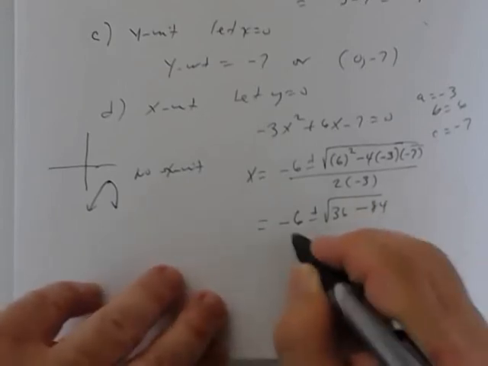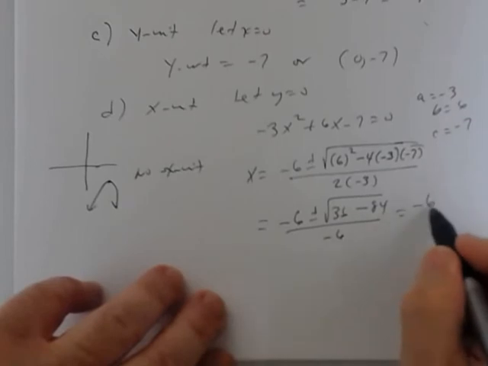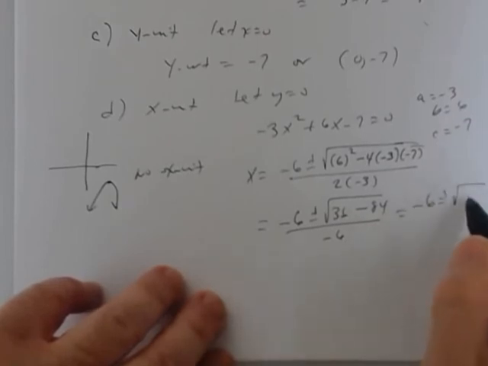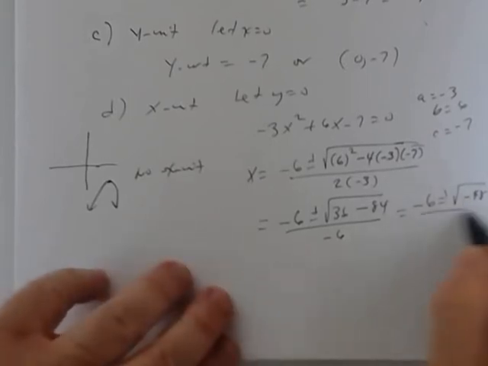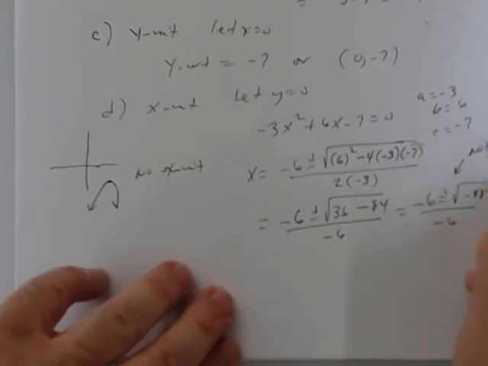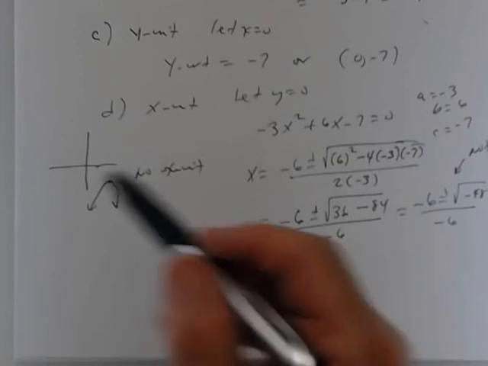I'm going to ask you this now. You're going to get negative 6 plus or minus the square root of what? That's that imaginary number. So right away, this is not a real number, because the discriminant is negative. When the discriminant is negative, it's not a real number. So that means it's not going to cross the x-axis.